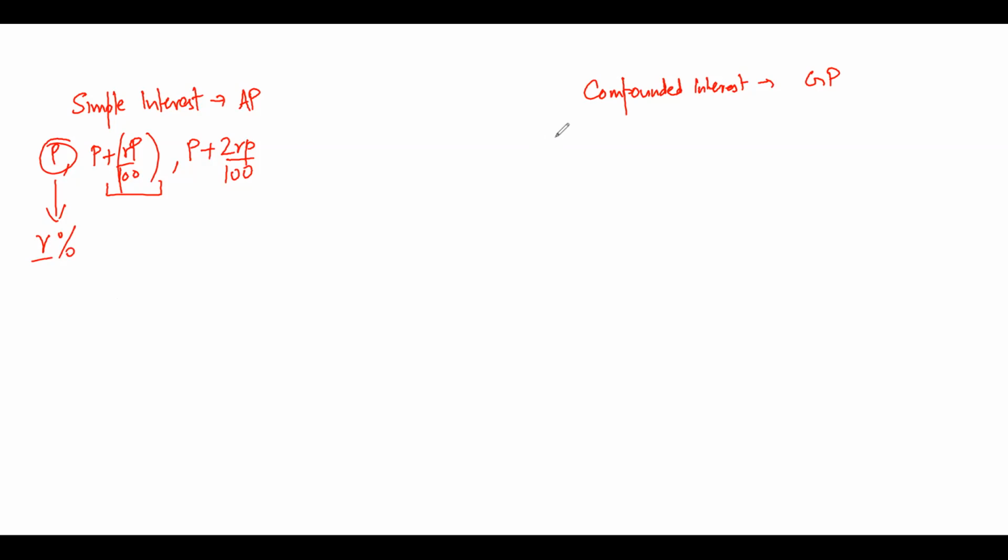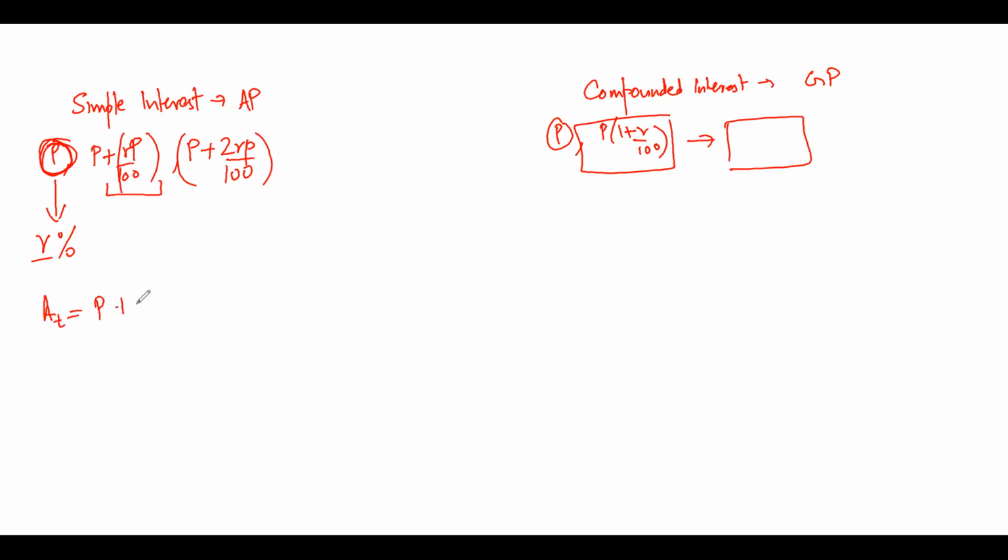Unlike compounded interest, where you had P, next year you increase this by R%, then next year you increase this whole thing by R%, and then the whole thing by R%, here you're just adding R% of P every year. So the amount you get at the end of T years is principal plus principal into rate into time over 100. You can see there's a 2 here, a 1 here, there'll be a 3 there. So this is the amount after T years.